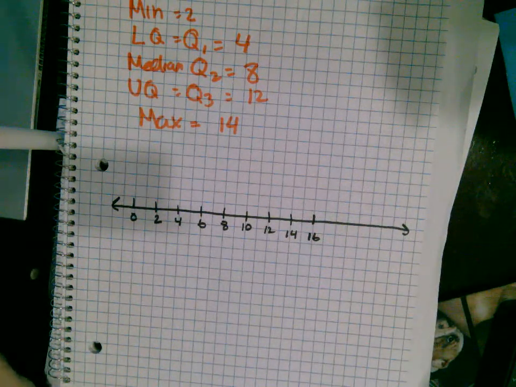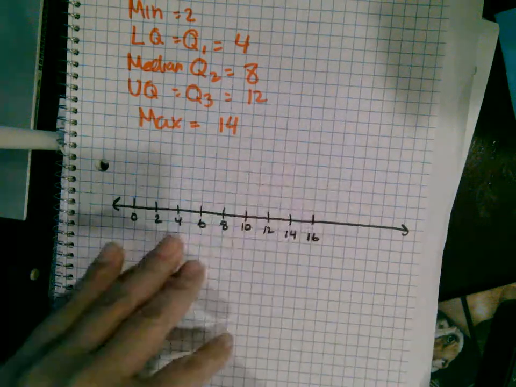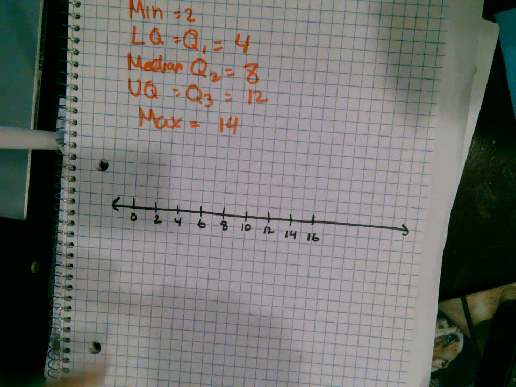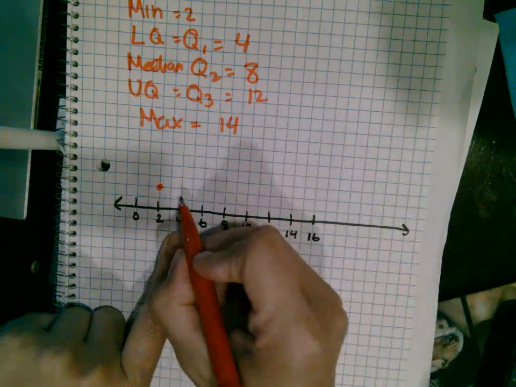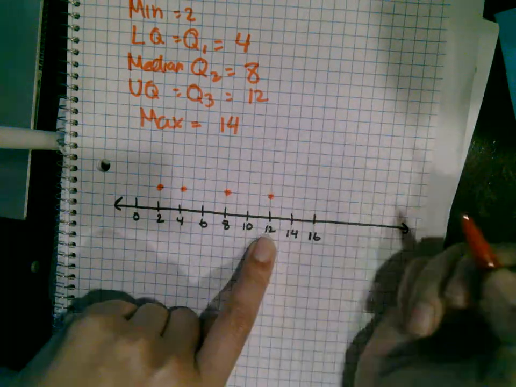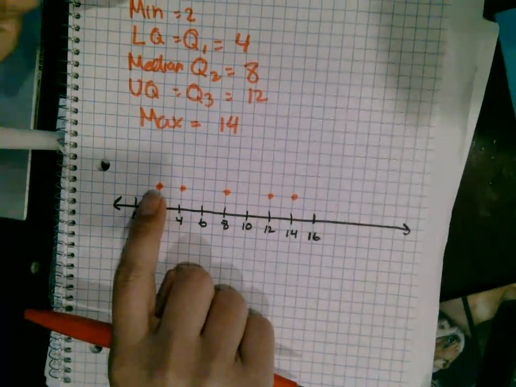So you're going to plot these 5 numbers on your number line using dots. So we're going to put the 2. So on top of the 2, put a dot. Then a 4, then on the 8, the 12, and then the 14. So I have 5 dots, each representing the data on top.